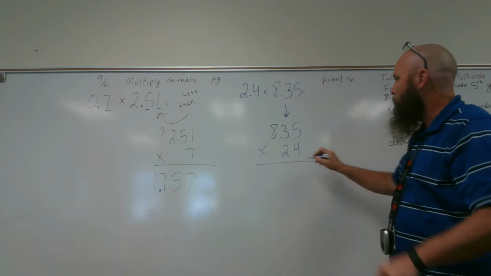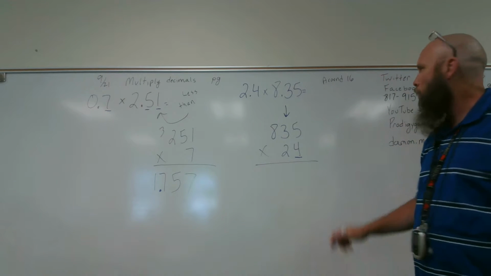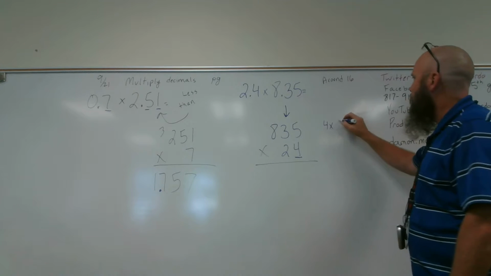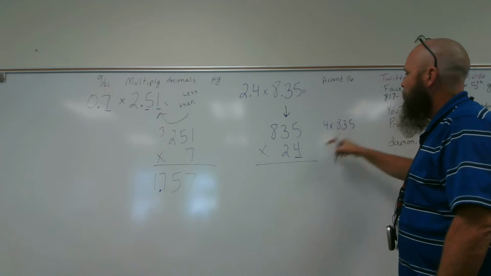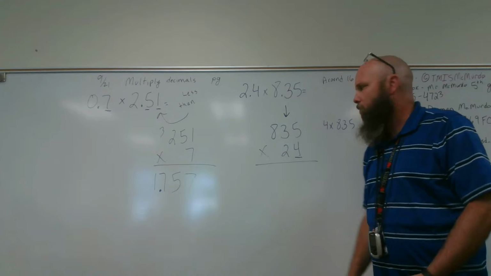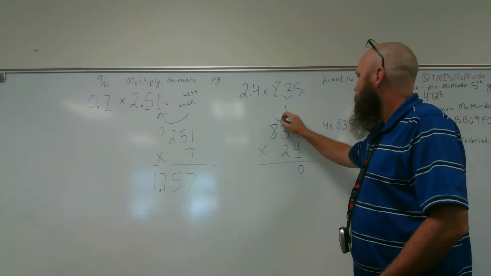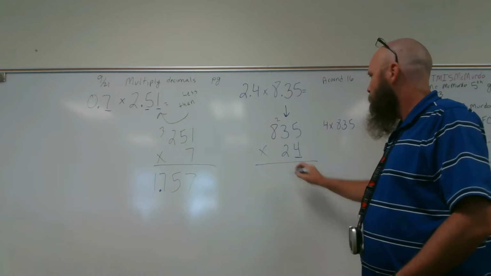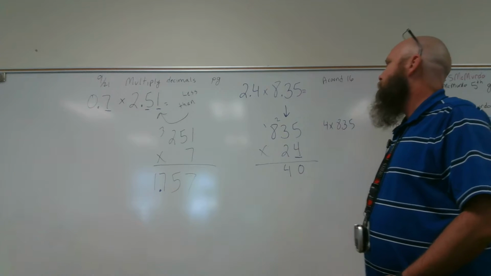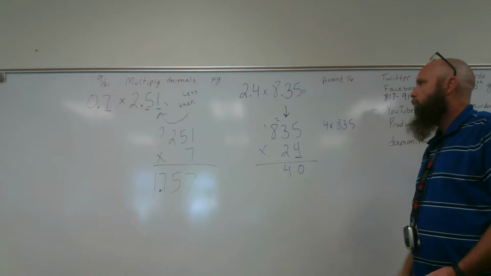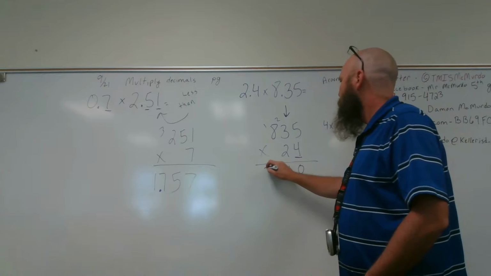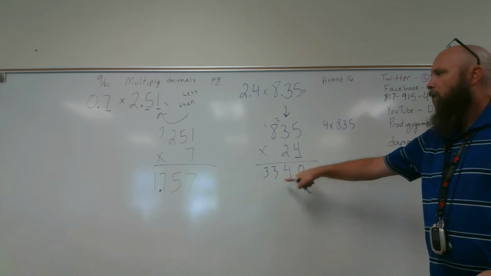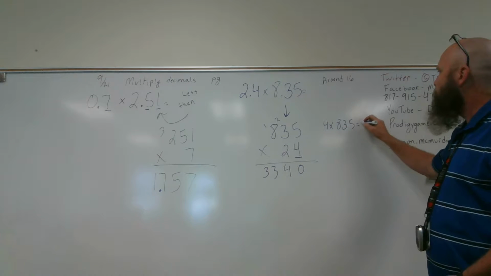So what I'm doing here is I have 4 ones, and I'm multiplying that by 835. So 4 times 5 is what, class? 20. 4 times 3 is what, class? 12. Plus 2? 14. 4 times 8 is what, class? 32. 32 plus 1? 33. So I multiplied 4 times 835 and got 3,340.